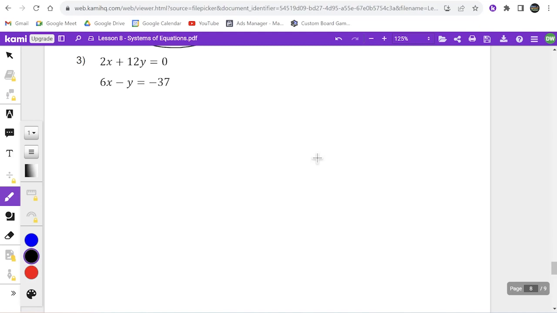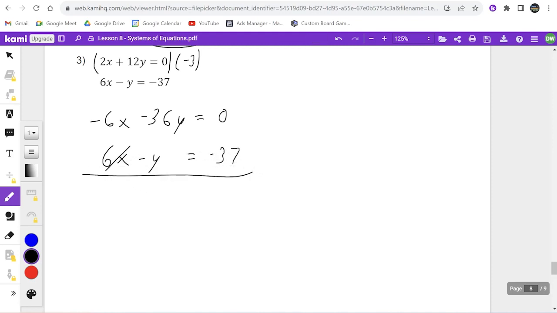So basically, for this one, you can choose to either solve for the x or the y. I think solving for x is a little bit easier, although the y isn't too bad. So I multiply the top one by negative 3, because that's going to cancel out the x. I'll get negative 6x minus 36y equals 0, since 0 times anything is still 0. And then on the bottom, it's 6x minus y equals negative 37. So it looks like the x's cancel, and I get negative 37y equals negative 37.